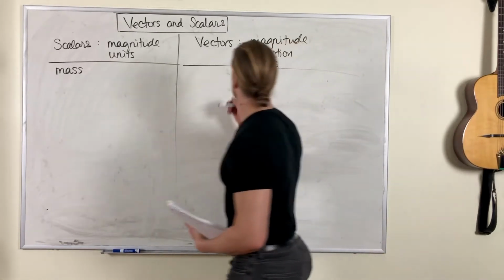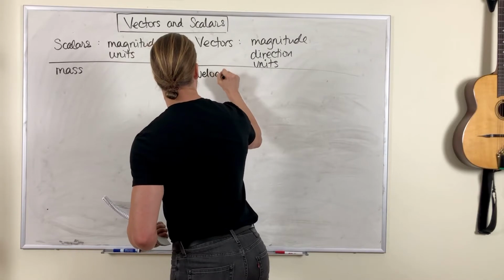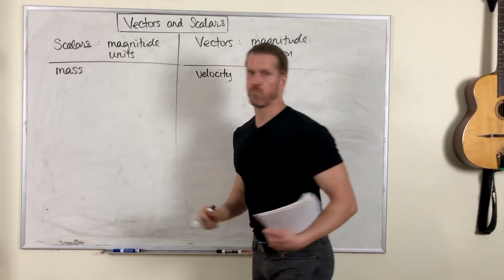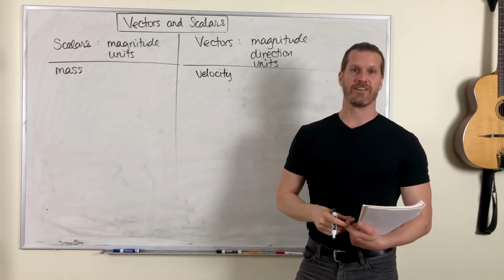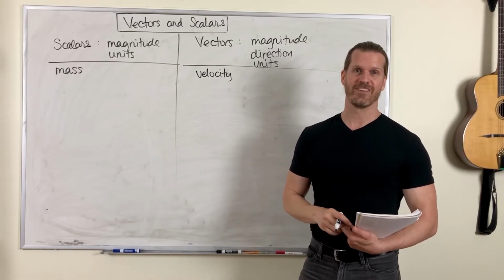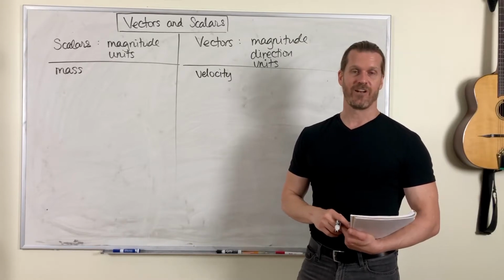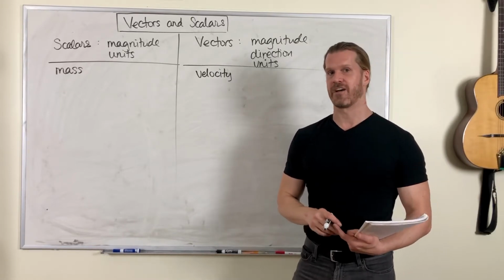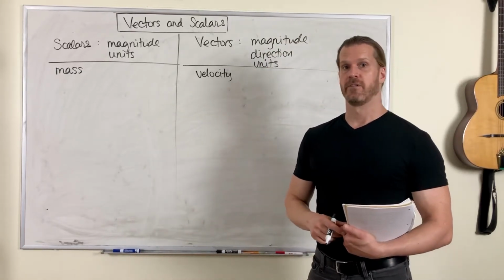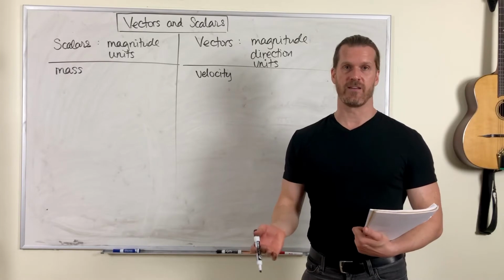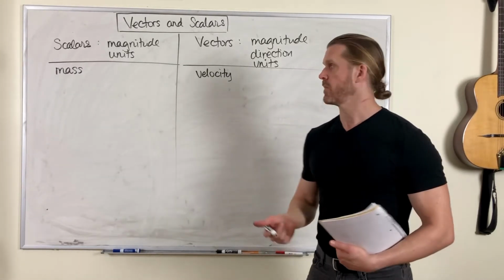On the other hand, a vector quantity could be something like velocity, where I ask, you're driving from Woodland Hills to Encino on the 101, I ask you your velocity and you say it's 65 miles per hour east. So you have a magnitude, 65, you have a direction, east, and you have units, miles per hour.